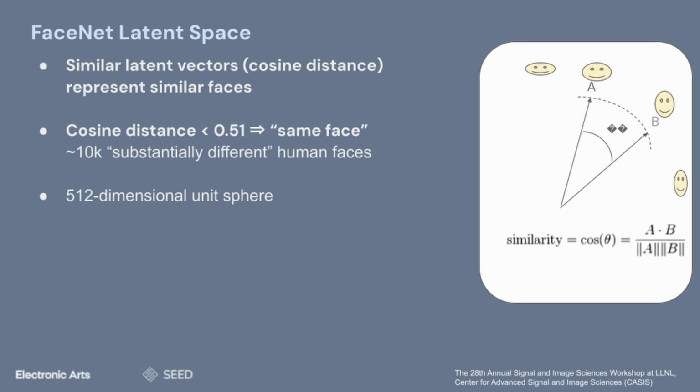Another useful property of latent space is that we can measure distance between different faces, and that distance tells us how similar they are. The distance usually is cosine distance, and a value below 0.51 can tell us that faces are very similar or maybe belong to the same person. And because the volume or capacity of that latent space is finite, because it's a 512-dimensional unit sphere, we can estimate that there could be only 10,000 substantially different human faces. That gives us an idea of how many samples we may aim for when we generate training data.